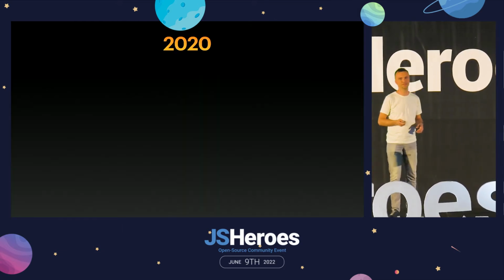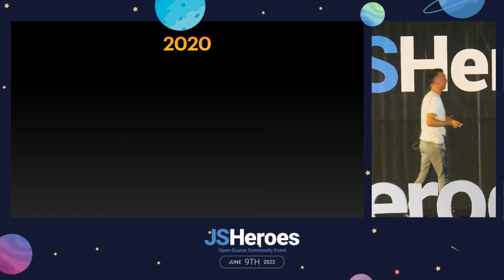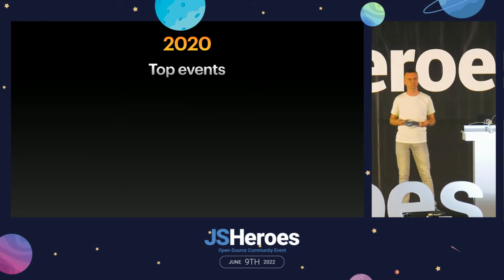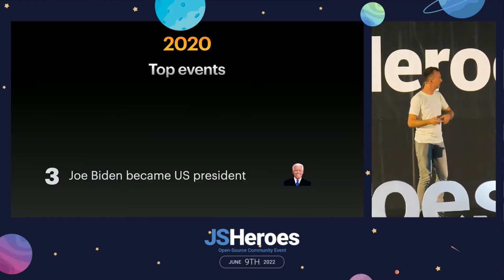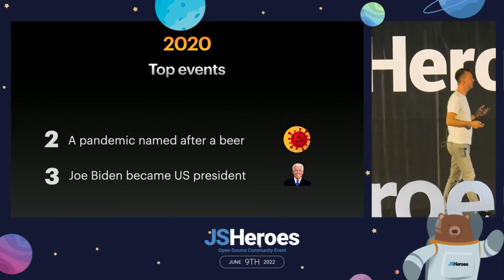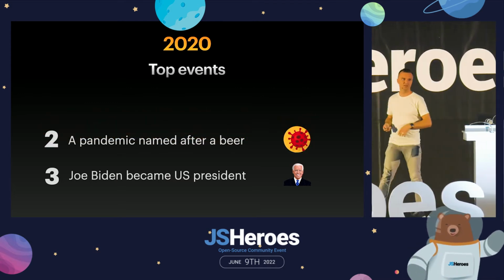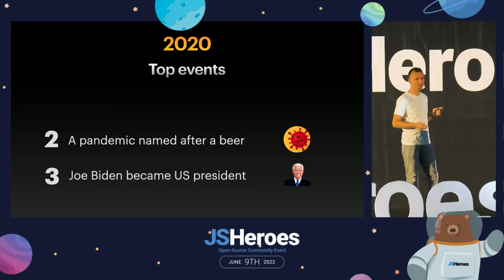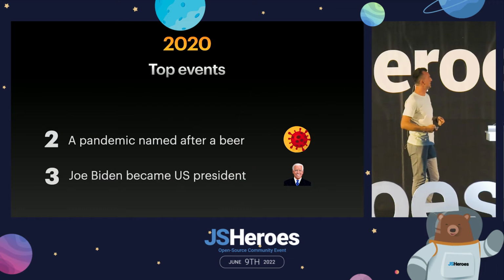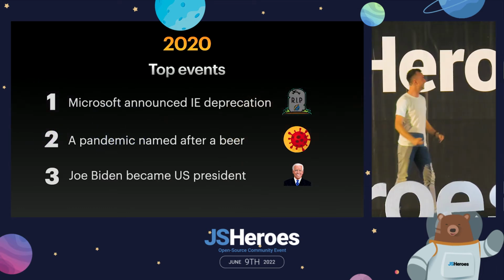But there's this year. I'm not sure if you remember it well. It was kind of boring, but anyway, there were some events in this year. You might recall that Joe Biden became US president. That's one of them. Another one was that we have a pandemic named after a beer. Never mind. Anyway, the most important thing to remember from that year is that Microsoft announced Internet Explorer deprecation.